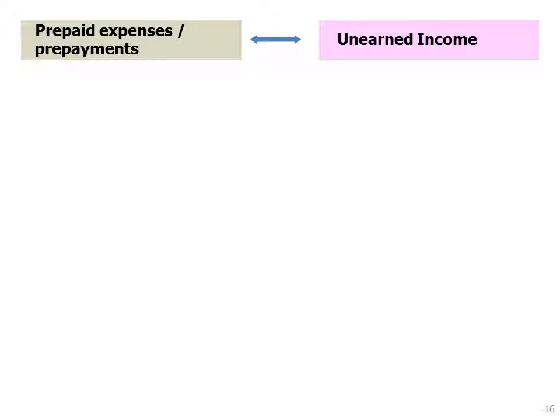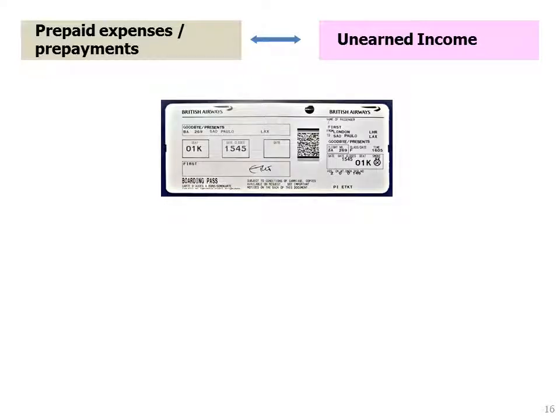Most prepayments are for services or products which will be delivered within the next 12 months and are therefore recorded as current assets and as current liabilities. And probably one of the most common day-to-day examples of a prepaid expense or a prepayment is an airline ticket, where the customer buys the ticket in advance.